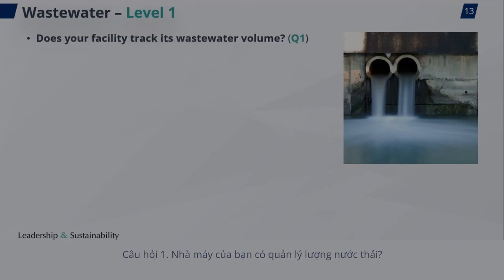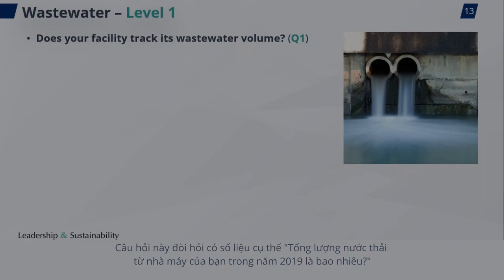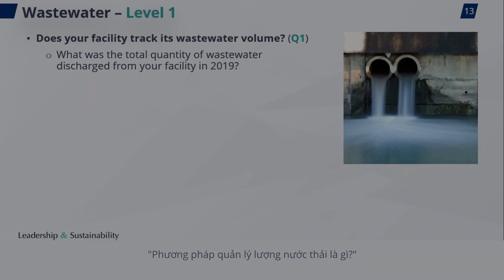And the first question is, does your facility track its wastewater volume? We actually see that there are quite a lot of factories that do not do this. You may be tracking your incoming water into the factory, but you are not measuring your wastewater volume. But here, this question is about doing that. So the question is, what was the total quantity of wastewater discharge from your facility in 2019, when you are completing the self-assessment now? And then also, which method was used to track wastewater volume.